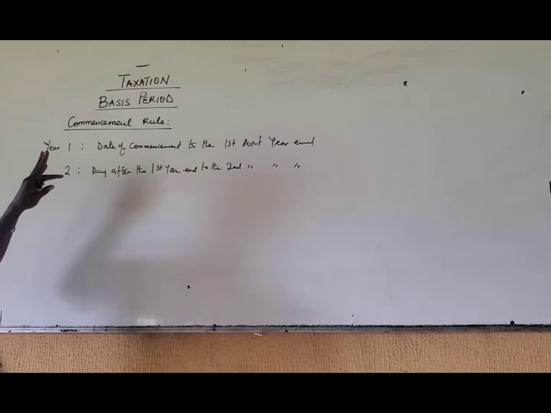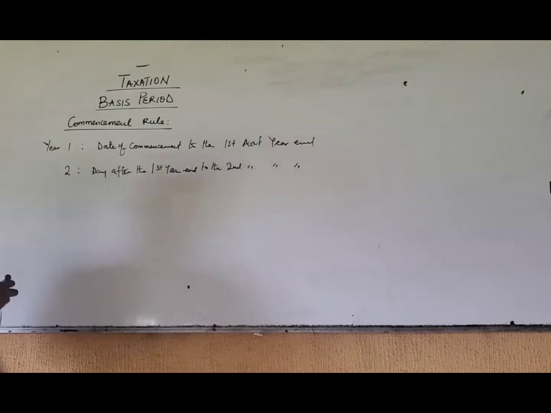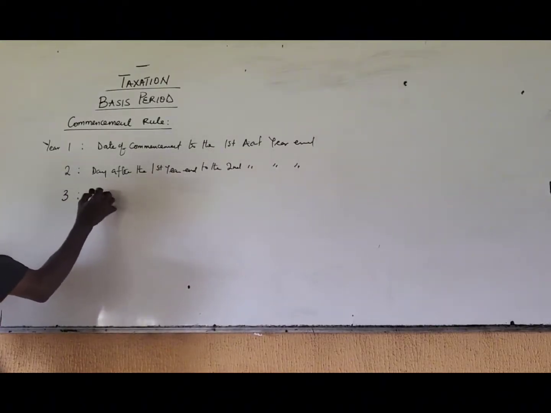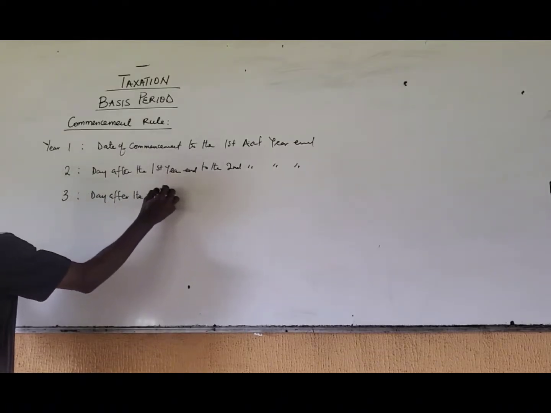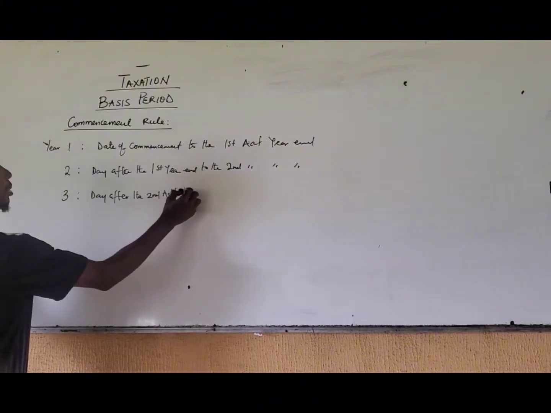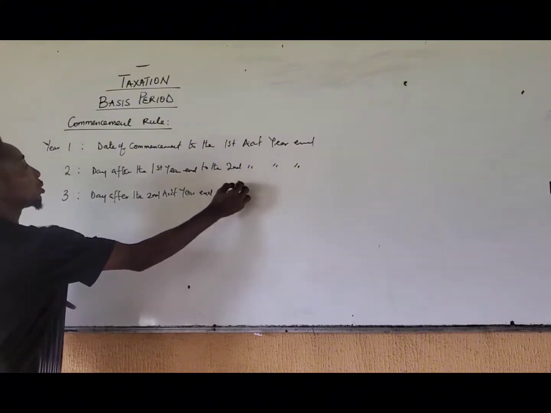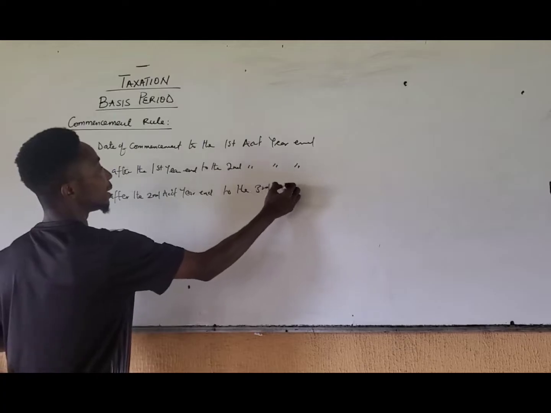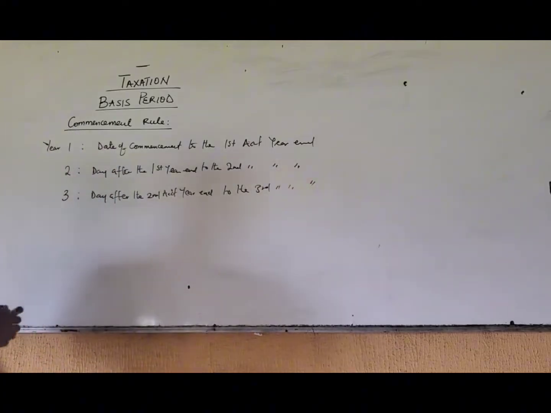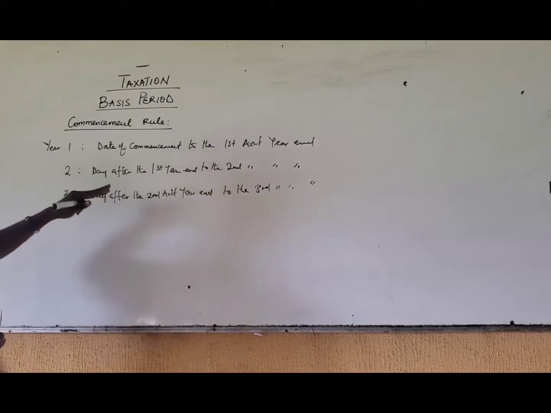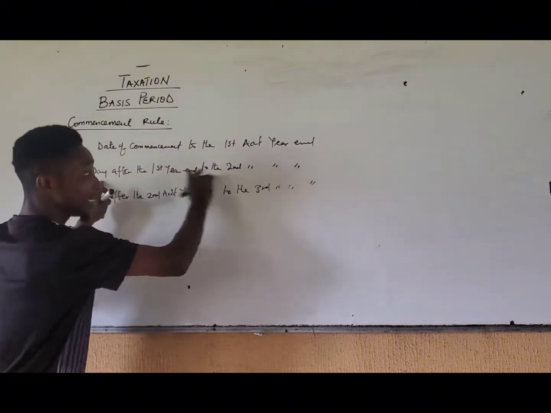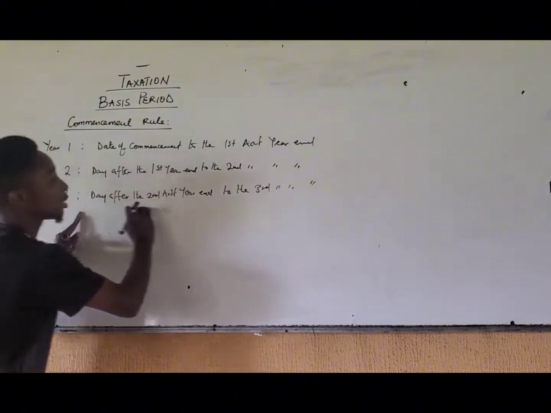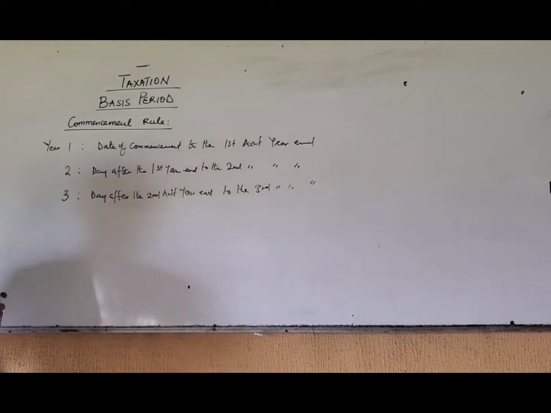And all these are purely on preceding year basis. Year 3, day after the second accounting year end to the third accounting year end. Now this may sound somehow until we start practicalizing them, probably solving questions. But this is preceding year basis. The third year is also preceding year basis.